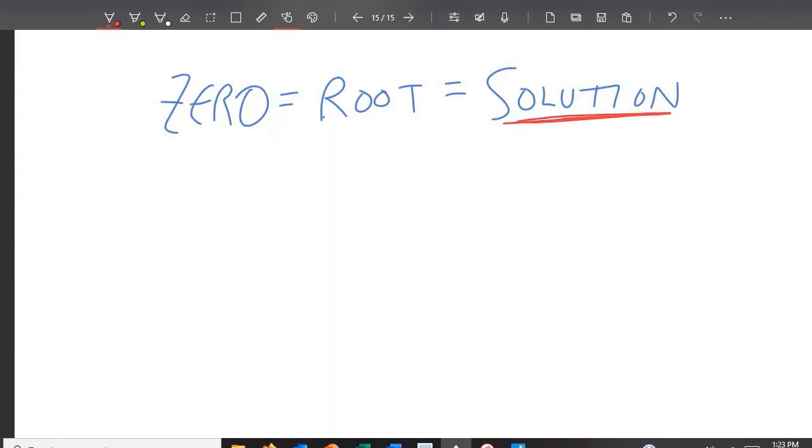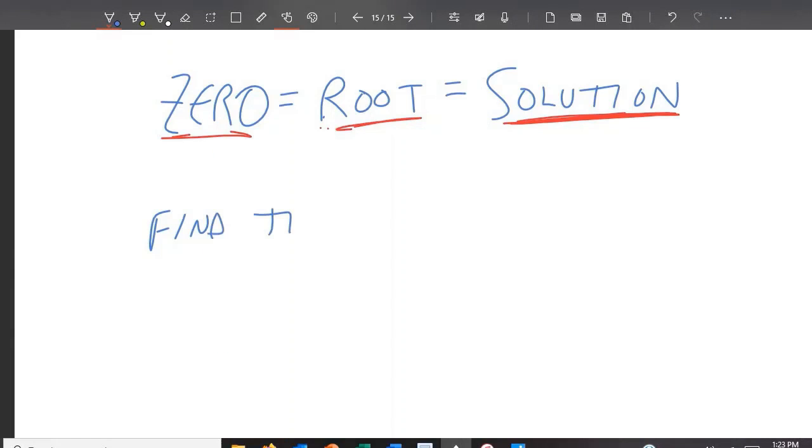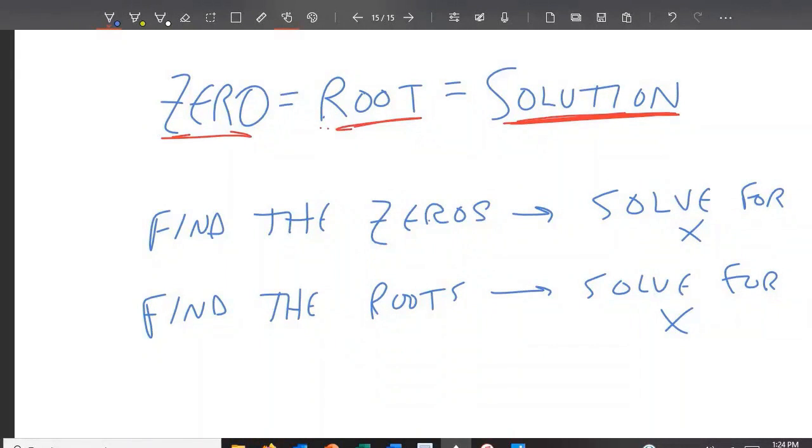You're used to this word, solution. When we're solving quadratics, we're finding the solutions. Well, another word for the solution is a root or a zero. They mean the same thing. If you saw the instructions that say find the zeros, that just means solve. Solve for x. If you see the phrase find the roots, that means solve for x. That's all that means. So those three words mean exactly the same thing.